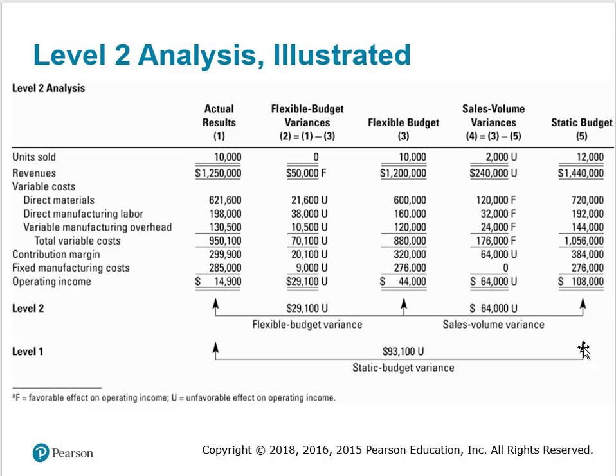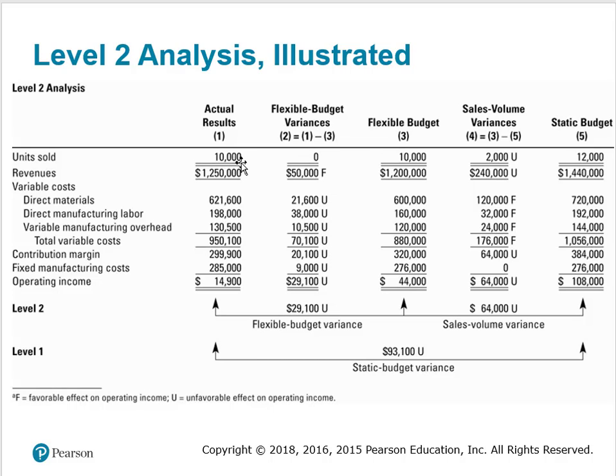So here's an example of a level 2 analysis. In the first column, the actual results are reported, and the third column represents the flexible budget. The fifth column has the static budget. The second column provides the variances between our actual results and the flexible budget. These variances are the flexible budget variances. They help us understand what results we should have had for the level of volume compared to what was actually obtained. So for example, we are right on with the units sold. $10,000.